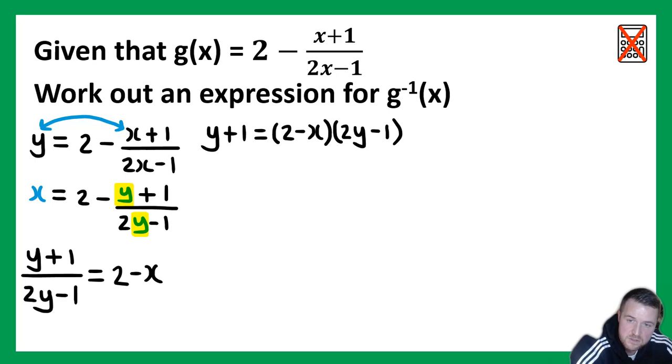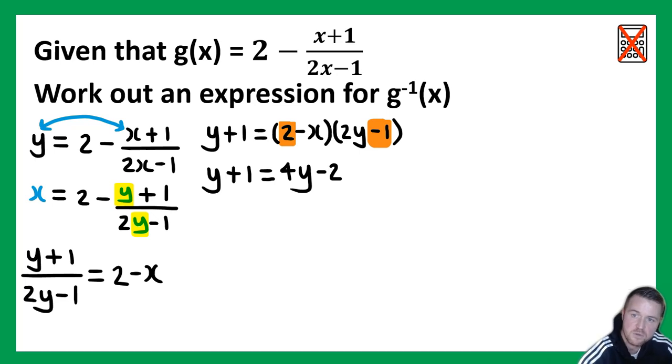Expanding the double brackets so that I can identify the terms that involve my subject, y. Y plus 1 is equal to 2 lots of 2y, 4y. 2 times negative 1 is negative 2. Negative x times 2y is negative 2xy. And negative x times negative 1 is positive x.